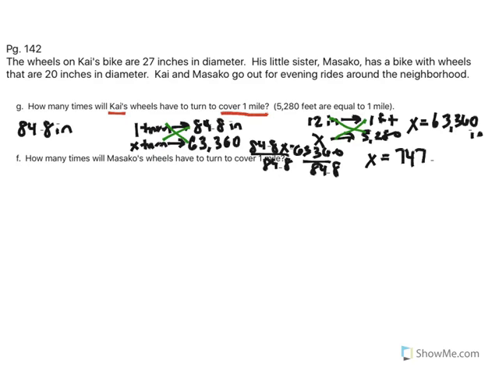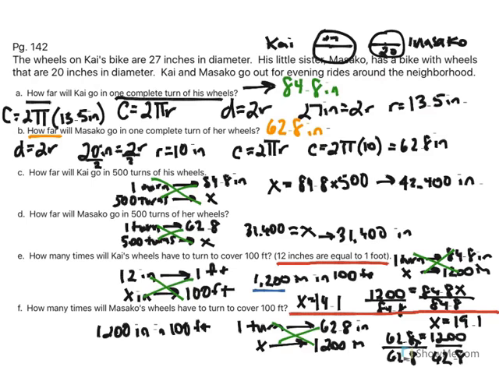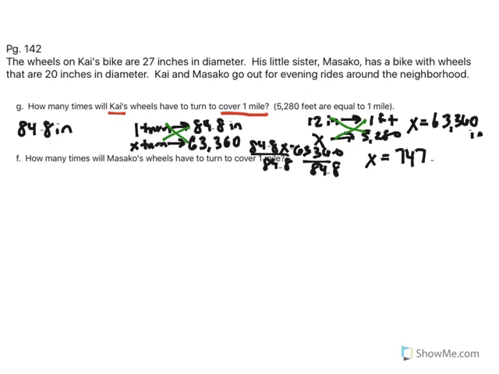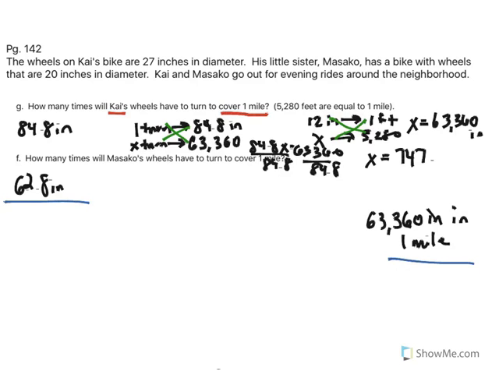Now we're doing the same thing that we did up here, but with Masako's wheels. So, looking back on our work, Masako's wheel goes 62.8 inches in one turn. Okay, so 62.8 inches in one turn. So in 1 mile, we found up here that there is 63,360 inches in 1 mile. So we're going to need that info as well. So we're kind of just gathering our information to answer the question.